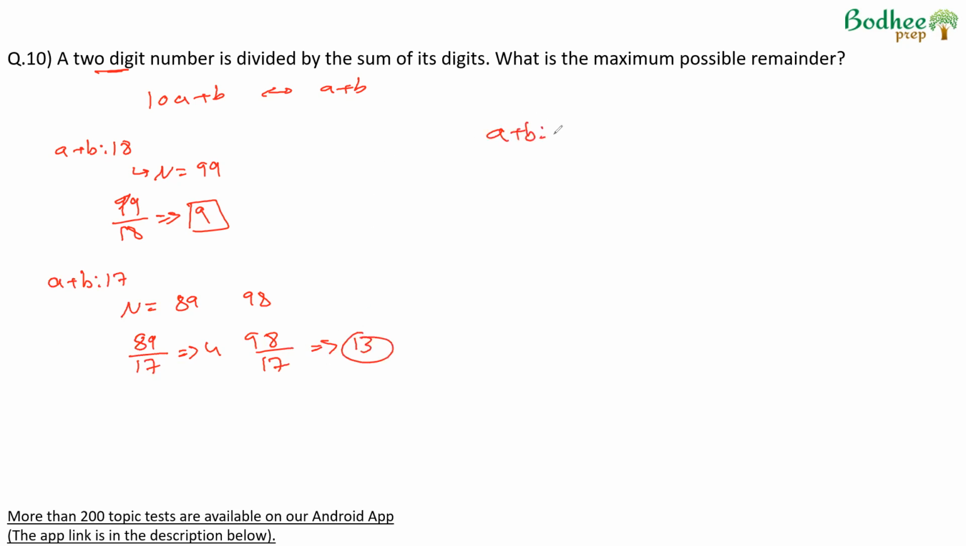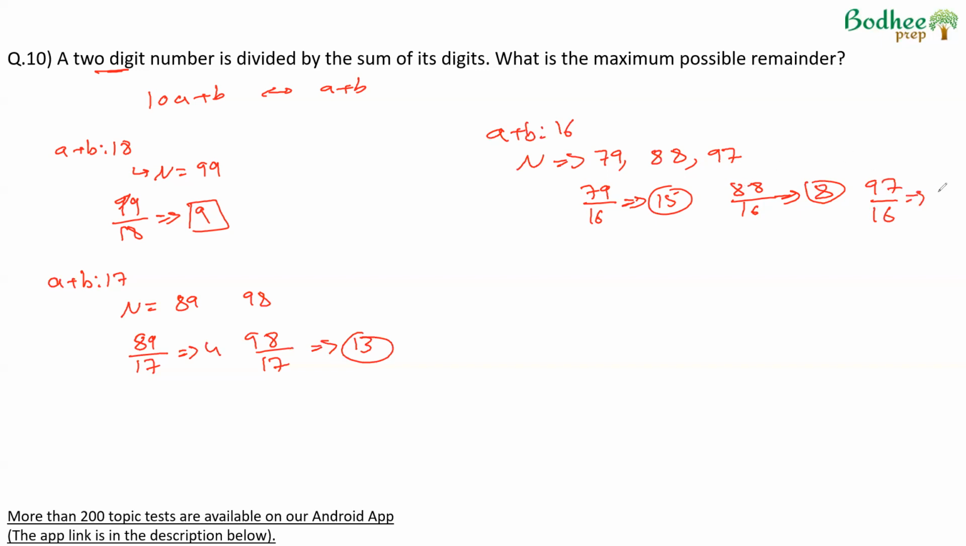If you look at a plus b being 16, the number could be 79, 88 or 97. Dividing 79 by 16, 16 fours are 64, the remainder would be 15 here. 88 divided by 16, the remainder would be 8. And finally, 97 divided by 16, the remainder would be 1.